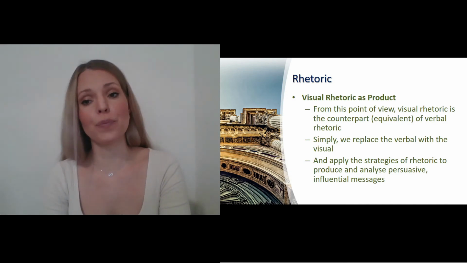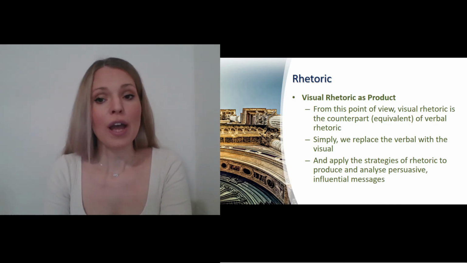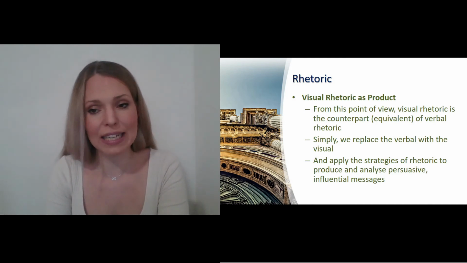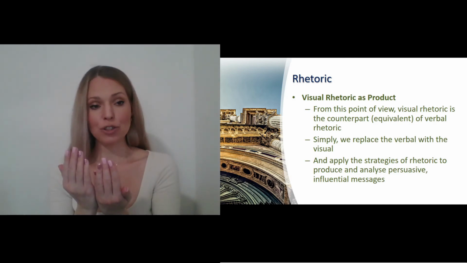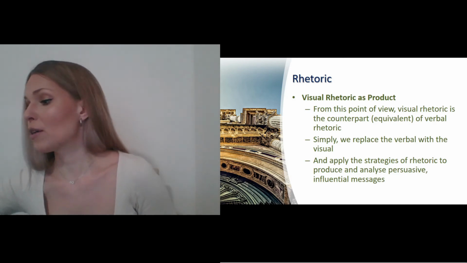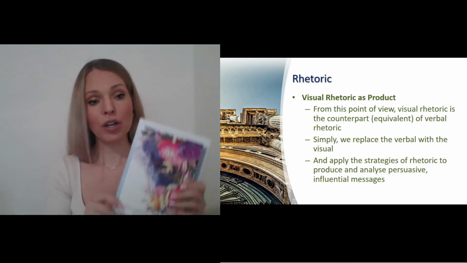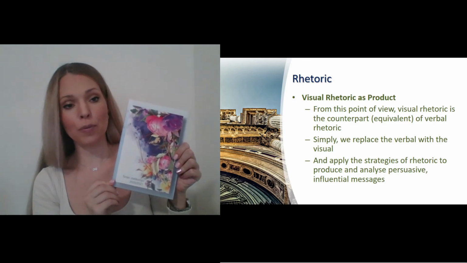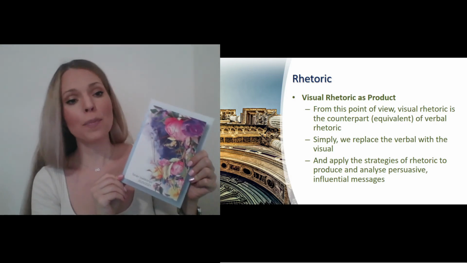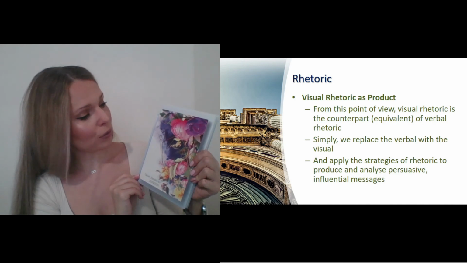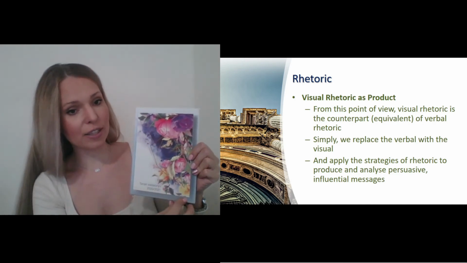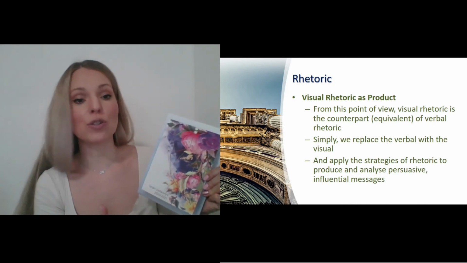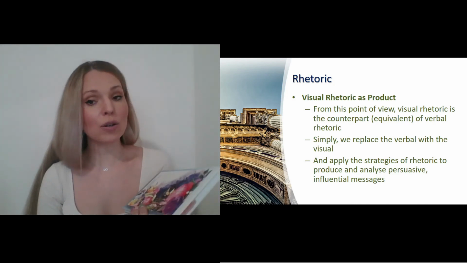The product point of view. From the product point of view, visual rhetoric is equivalent to verbal rhetoric. You take a look at an image as a product. For example, here is my teacher's book. You see that this is purple, pink, really tasteless by the way, purple, pink, yellow, in which there are larger flowers in here, smaller flowers in here. The flowers are on the right side of the image, and this side is empty. This is all as a product.